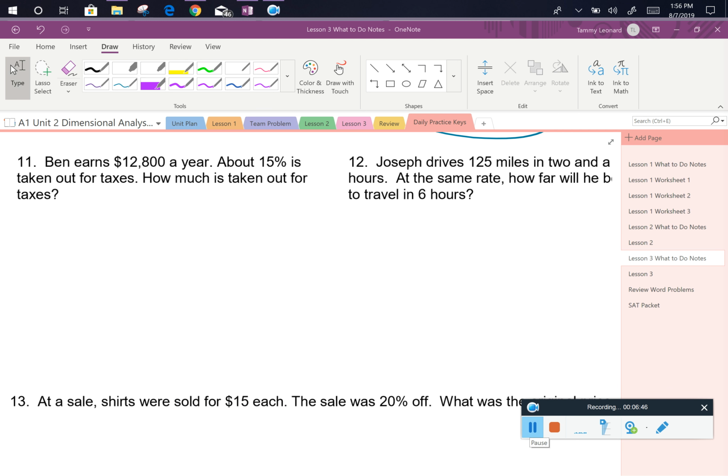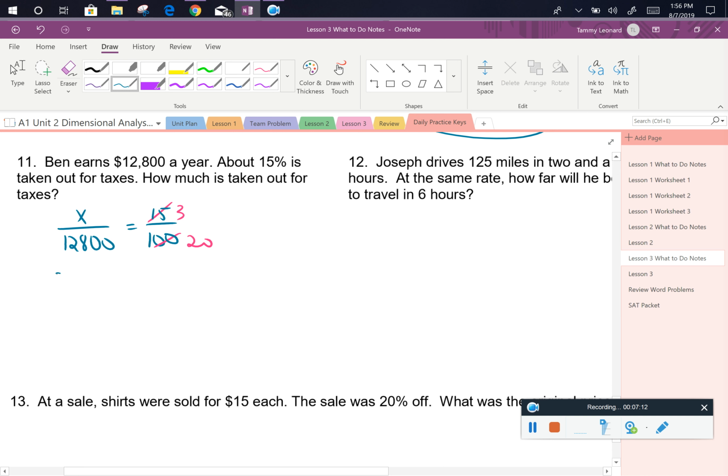Ben earns $12,800 in a year. About 15% is taken out for taxes. How much is taken out for taxes? Well, the amount of taxes will be the part of his whole salary, and we know it's 15%. Again, we can reduce. This would be 3 over 20 to make our numbers a little smaller. So the 12,800 will need to be multiplied by 3 to get 38,400 is equal to 20x.